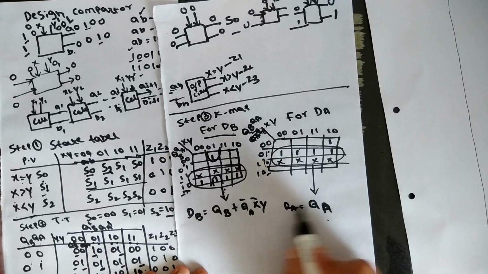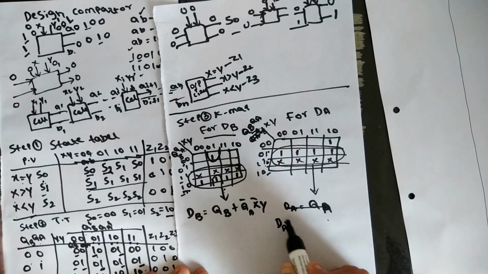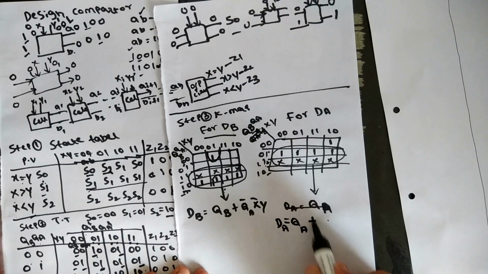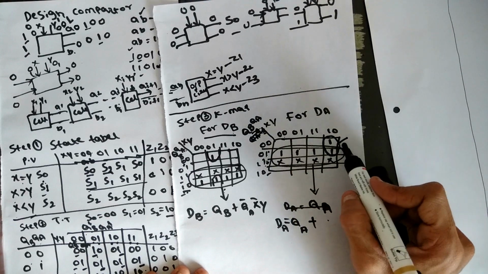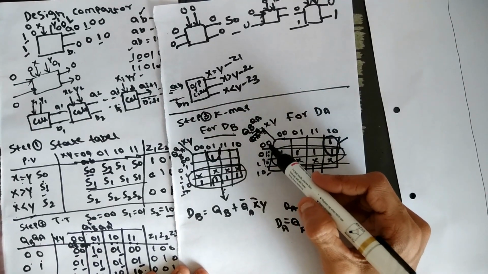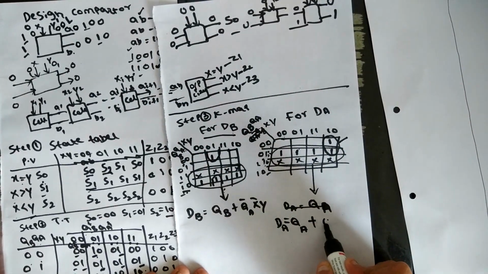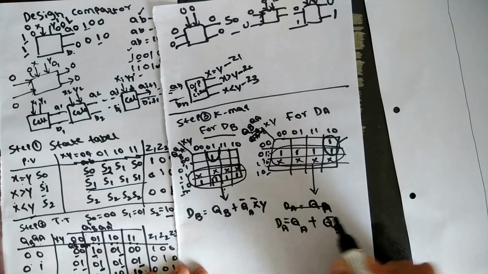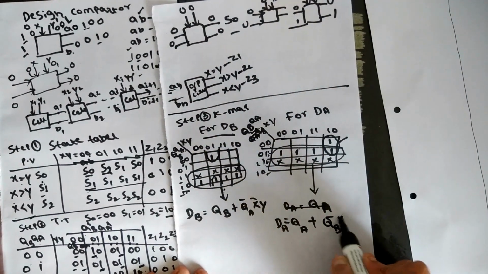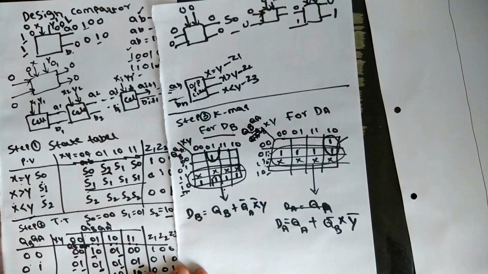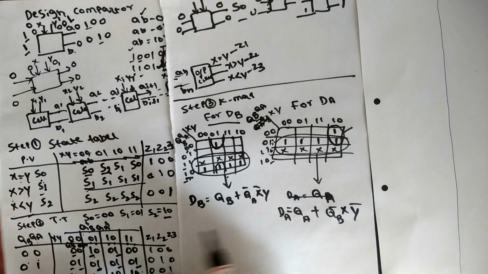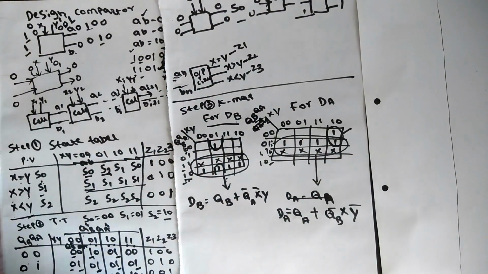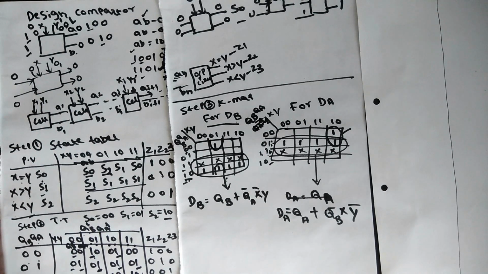The second one cancels out, 0 1 cancels out, and 1 1 is QA. So take QA, or you can take DA is equal to QA, plus this portion is possible. So 1 1 here, 1 1 is nothing but 0 1 cancelled out. So QA cancels out, and QB bar in the first portion and 1 0 there, so X Y bar. This is the answer for DA. Similarly we can move on to DB and DA.